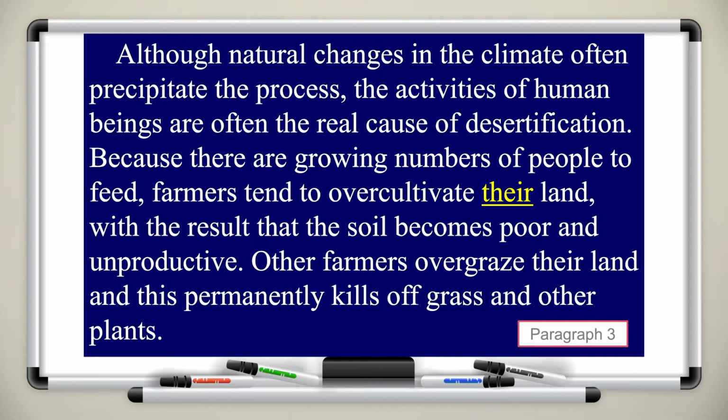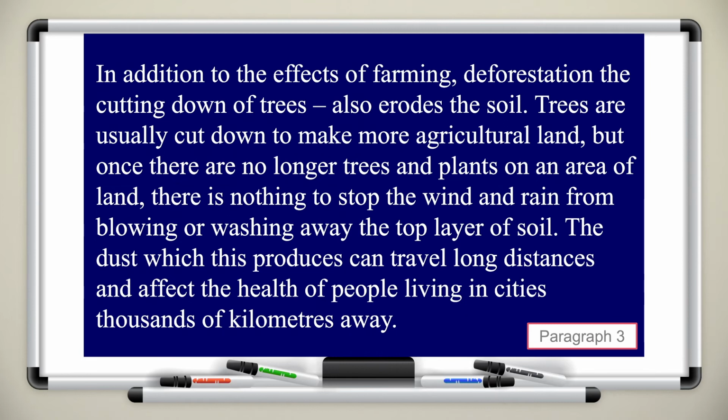cause of desertification. Because there are growing numbers of people to feed, farmers tend to over-cultivate their land, with the result that the soil becomes poor and unproductive. Other farmers overgraze their land, and this permanently kills off grass and other plants. In addition to the effects of farming, deforestation, the cutting down of trees, also erodes the soil.